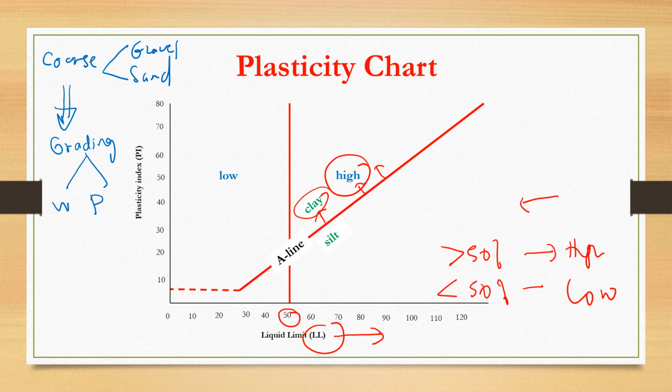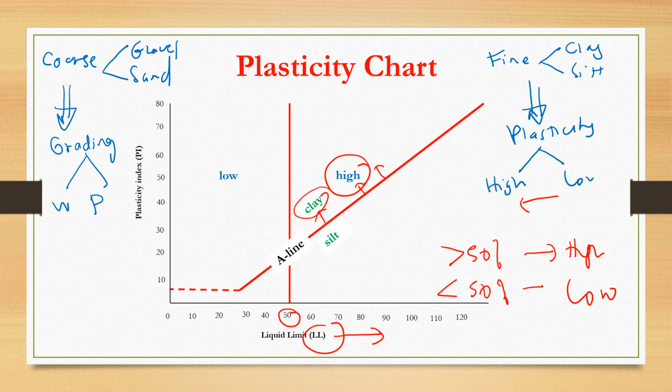If you're talking about fine grained soil, you want to know whether it's clay or silt. The other thing you want to describe for clay and silt is its plasticity behavior. This plasticity behavior we can only determine based on the determination of moisture content. So you want to know whether it is high or low plasticity. That is the other thing to describe for coarse and also for fine.